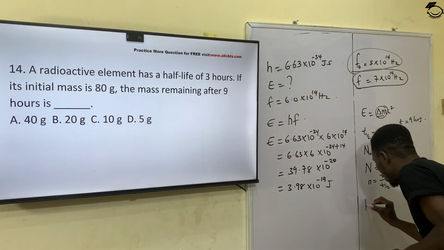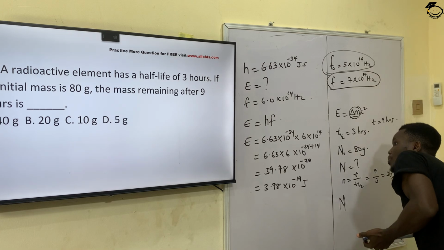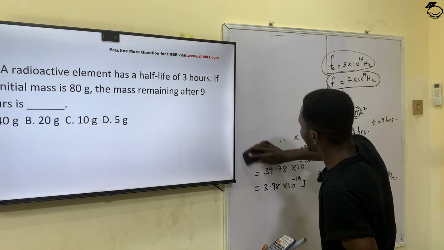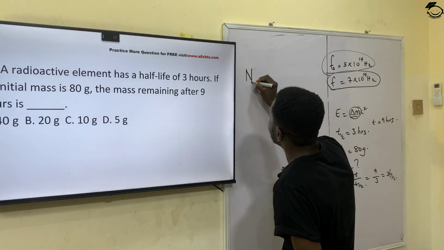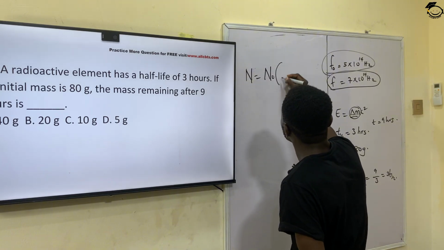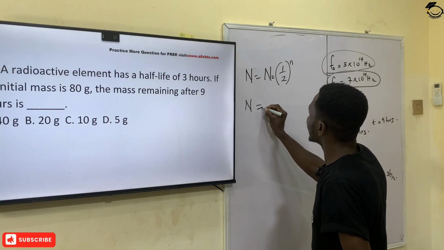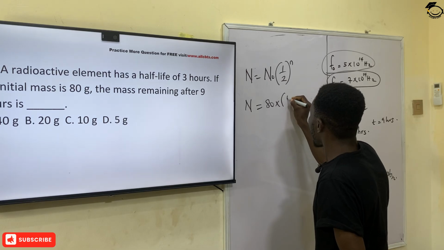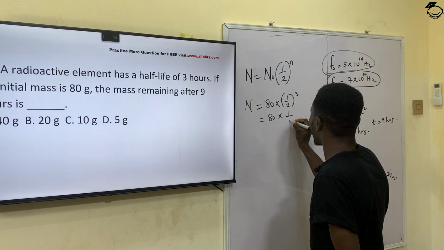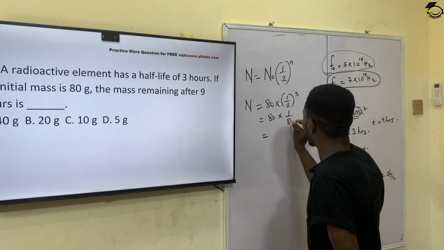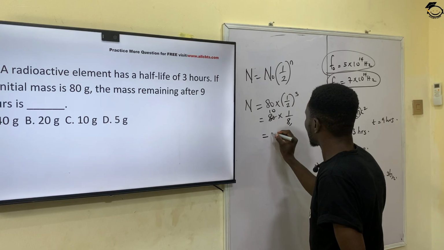So the mass that will be remaining can be calculated using this formula. The mass remaining N is equal to N naught, open the bracket, 1 over 2 raised to power n. So this is the same as saying my mass remaining is equal to 80 times 1 over 2 raised to power 3. So this is the same as 80 times 1 over 8. 8 into 8 is 1, 8 into 80 is 10. So at the end of the day, I'll be having 10 grams.